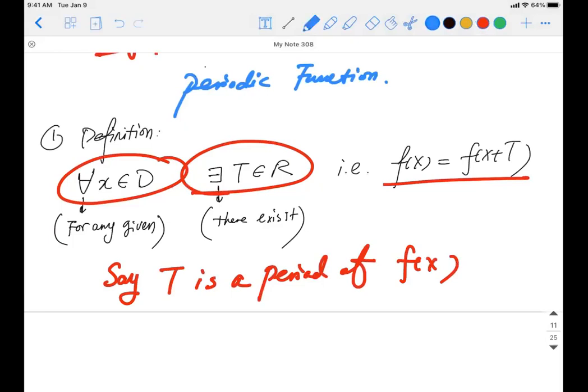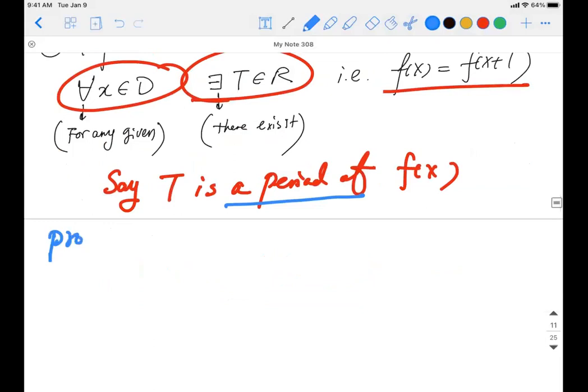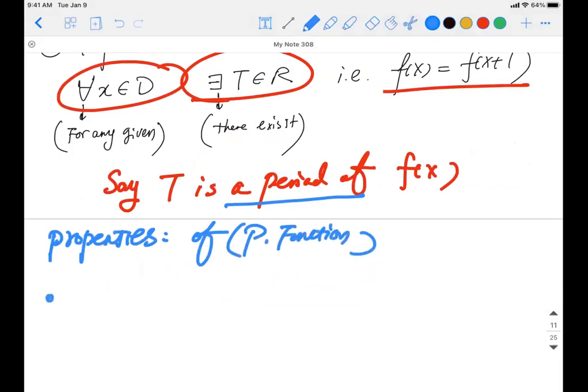Okay, people will say, why do you say a period of f? Because if T is a period, 2T is also a period, 3T is also a period, 3 million T is also a period. So we just want to minimize our discussion. T is a period. That's the basic definition. Based on the definition, let's talk about some basic properties of the periodic function. Period property number 1.